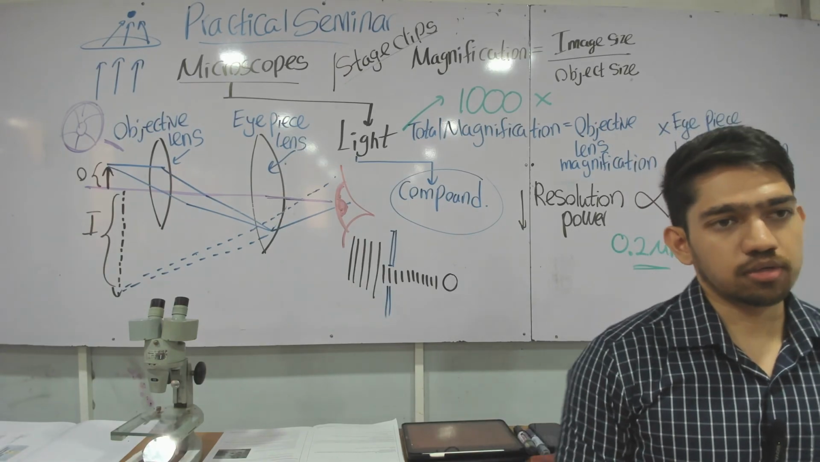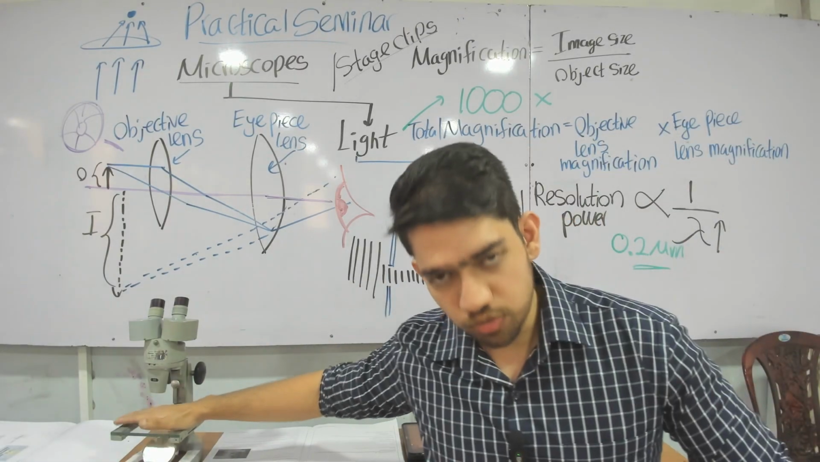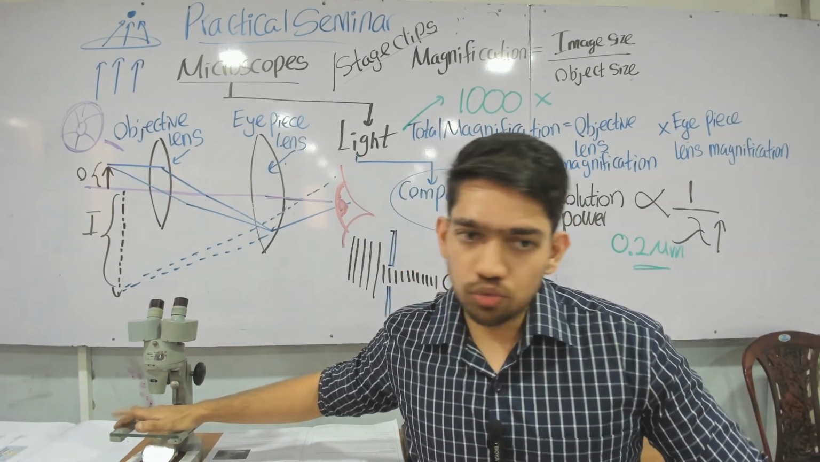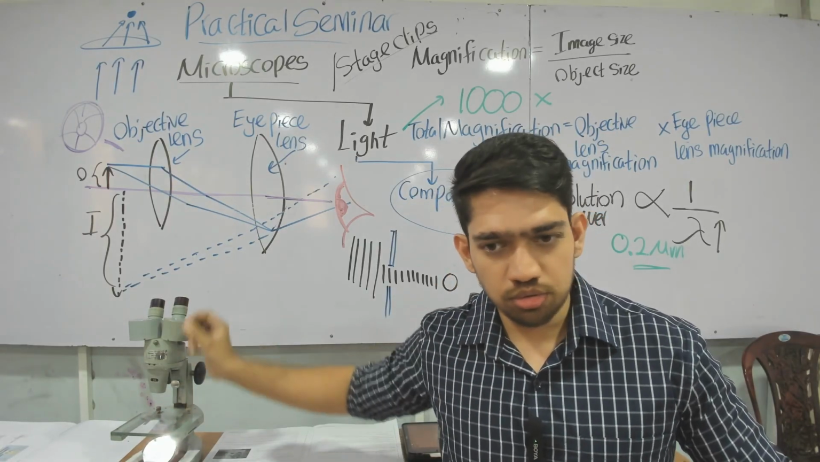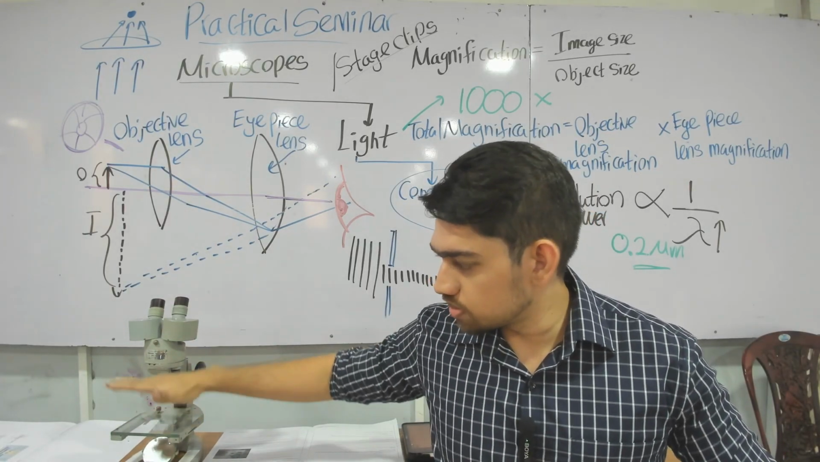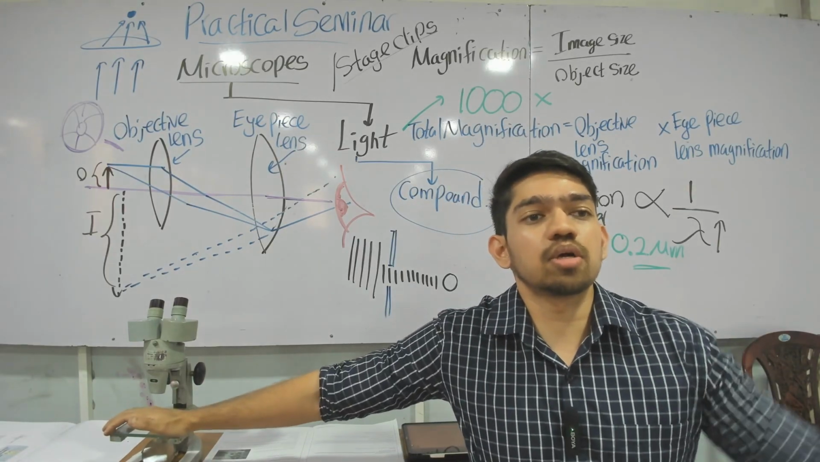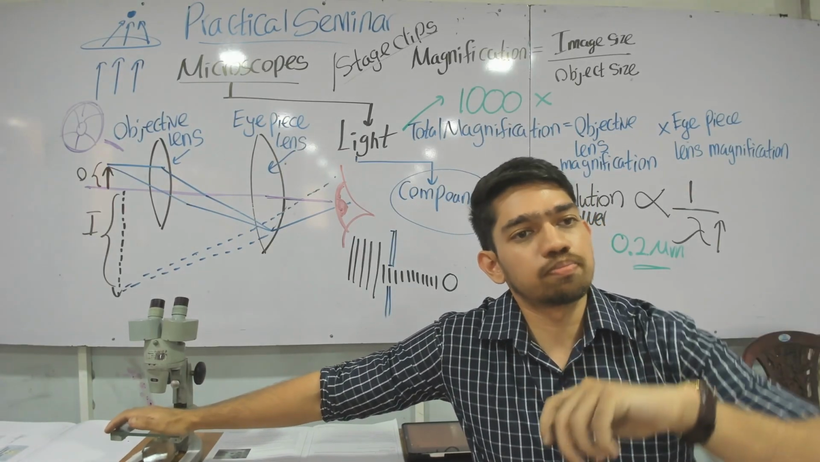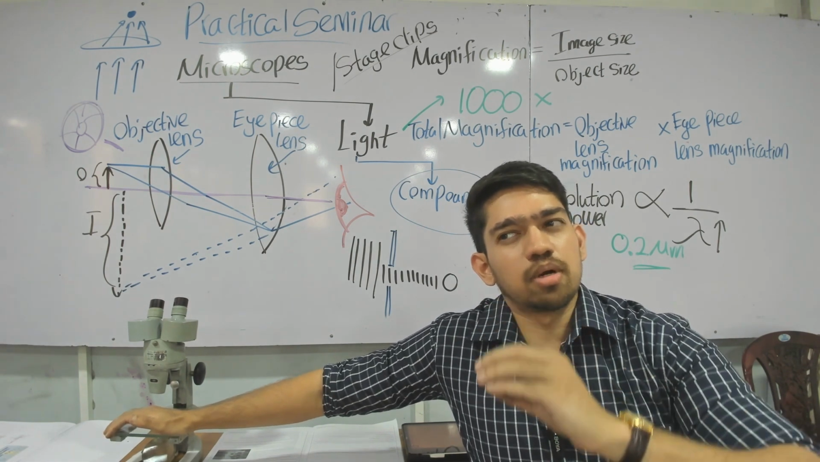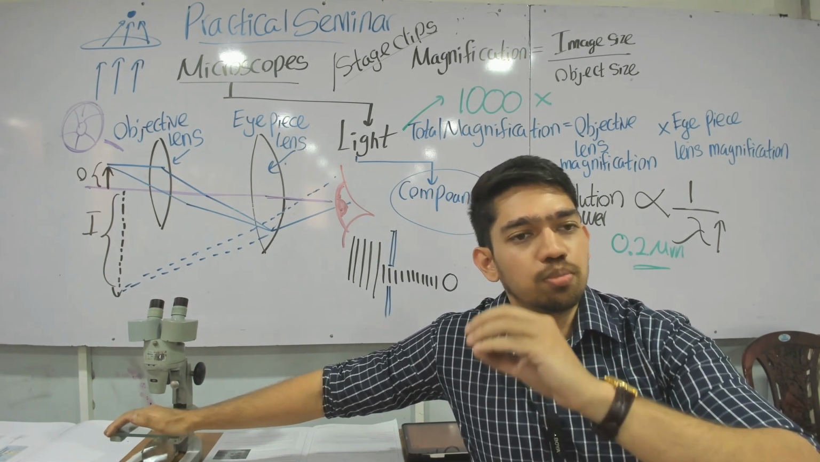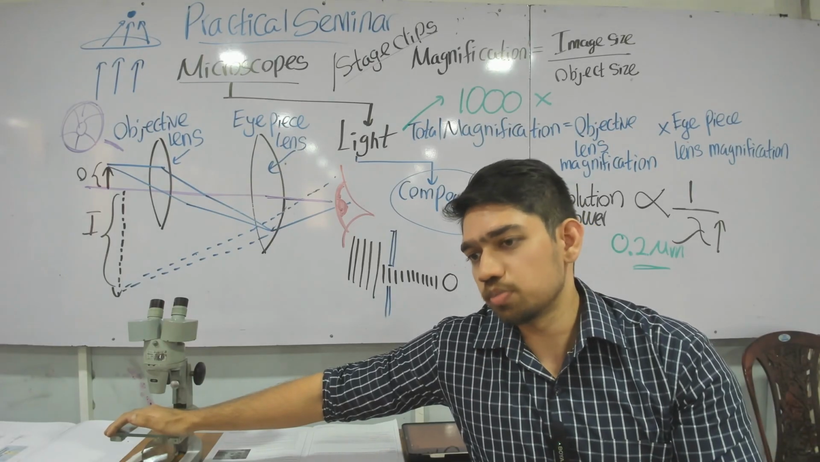Can you understand? Whenever you mount something for the first time here, use this coarse knob. You can change the distance between the specimen and the lens quickly using the coarse knob. That is going to bring the specimen to a position where you can roughly see it, using the coarse adjustment knob.